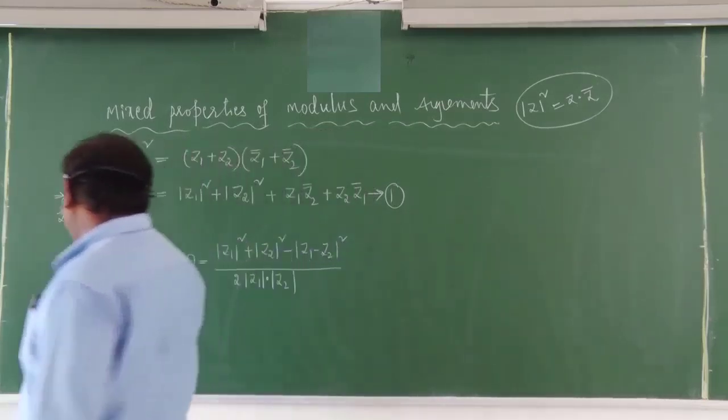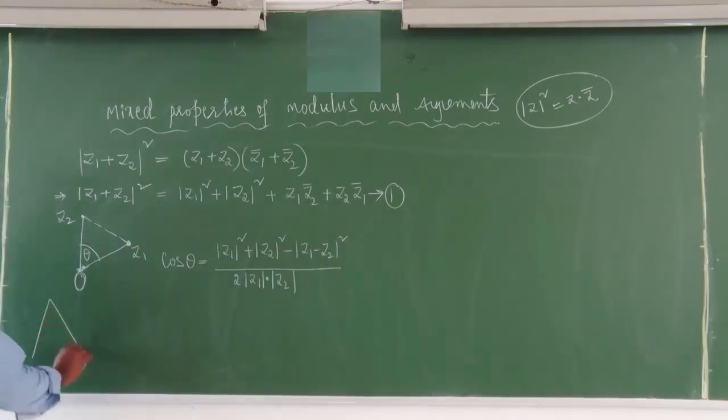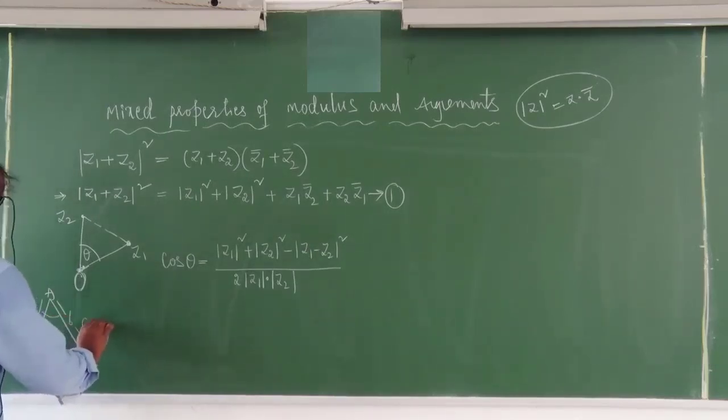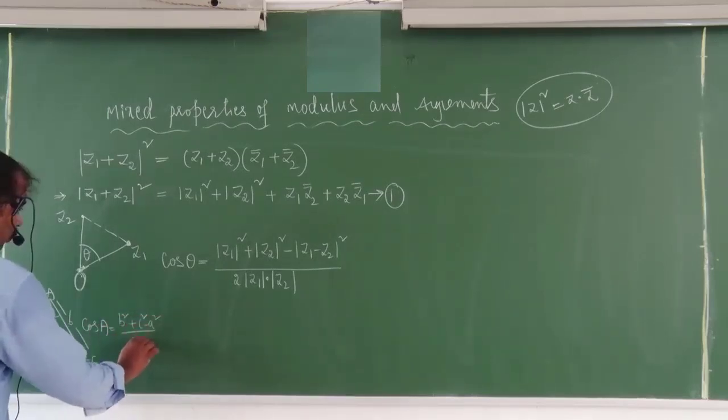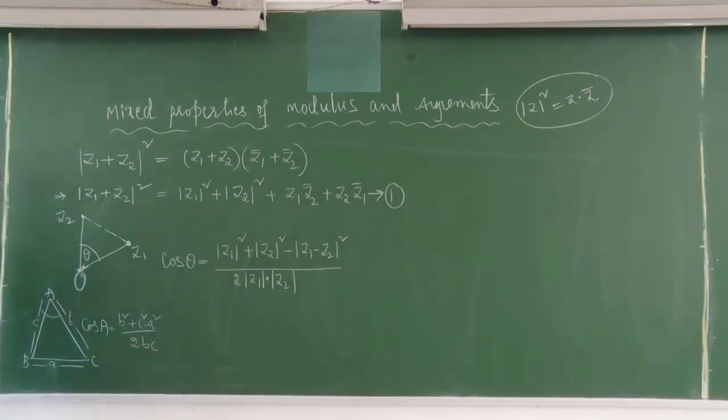I hope that, for example, if this is A, this is B, this is C, this is small c, this is small b, and this is small a, then what is the cos A formula? Cos A is equal to b square plus c square minus a square by 2bc. This is the formula.